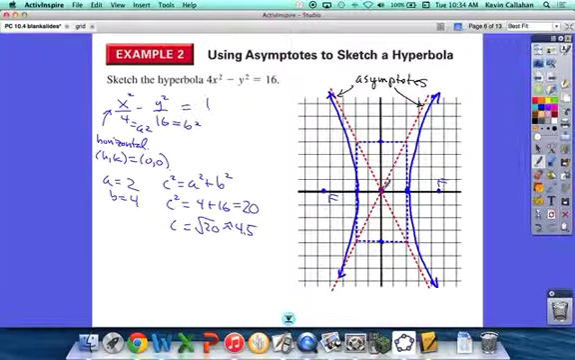Now, if I had to come up with the equations for those asymptotes, remember that from the center to the vertex is A, and from the center to the top of that box was B. What would be the slope of this line if you go over A and up B? Rise over run would be B divided by A. M equals B over A.